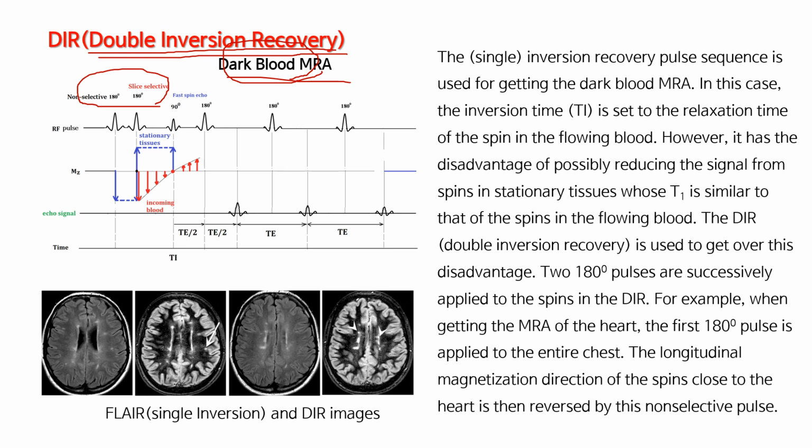The spins in the stationary tissues are not affected by these 2 180-degree pulses. The direction of longitudinal magnetization of the spins in the stationary tissues is reversed by the first 180-degree pulse. However, the magnetization recovers its original direction by the second 180-degree pulse.